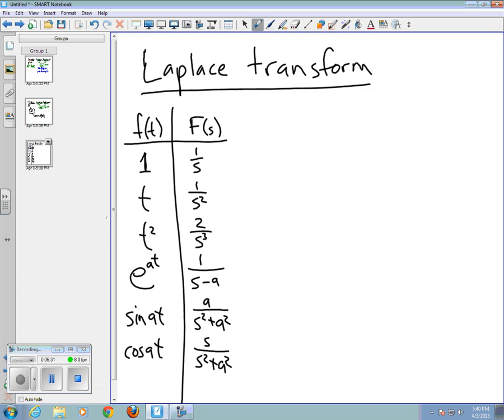So let's say, for example, I wanted to take the Laplace transform of e to the minus 3t.